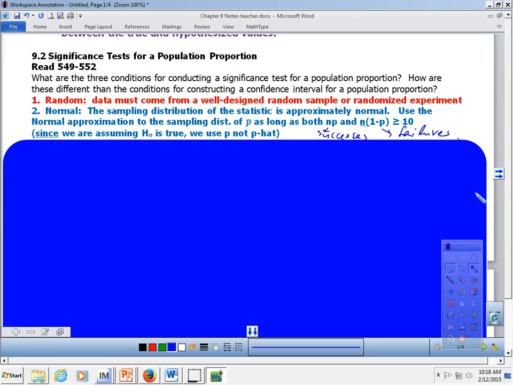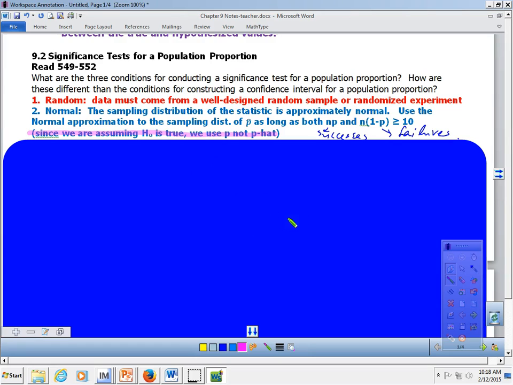Now, here's the only difference between intervals and tests. In confidence intervals, we don't have a population proportion. We don't have a P. We don't have any idea of what it might be. And so we use an interval to estimate that. Here we're testing a P. And so we actually have a p-value. So since we're assuming H0 is true, we want to use that p in our calculation here instead of p hat. If the null hypothesis is true, this is the number of successes and this is the number of failures we would expect to get out of a sample. Okay? So we're back to using p instead of p hat.